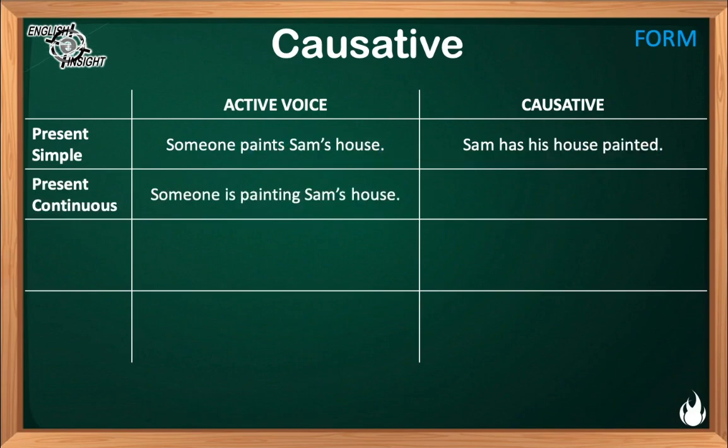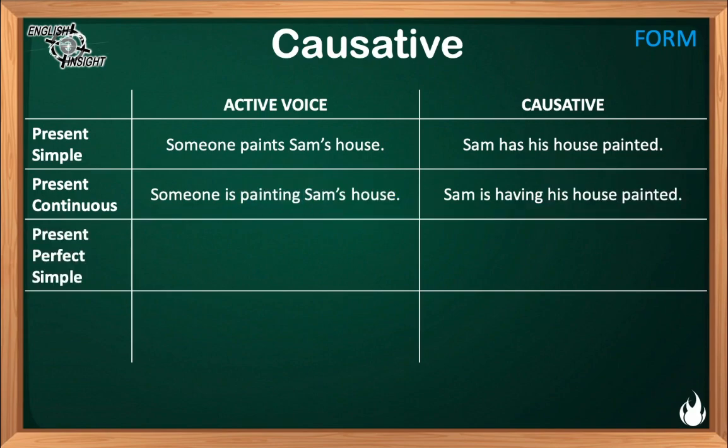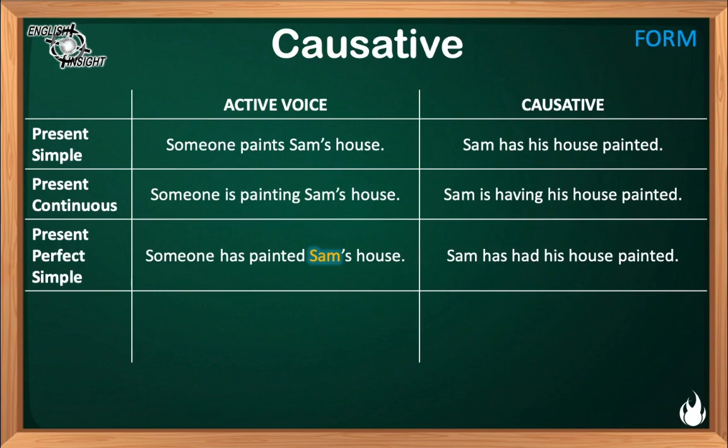In present continuous, we say someone is painting Sam's house. In causative, we say Sam is having his house painted. Sam, the beneficiary, is painting, is having. Object, Sam's house. Main verb, conjugated in past participle. Present perfect simple, active voice. Someone has painted Sam's house. In causative, Sam has had his house painted. Sam, the auxiliary, has painted, has had. The object, Sam's house. And the main verb, conjugated in past participle.